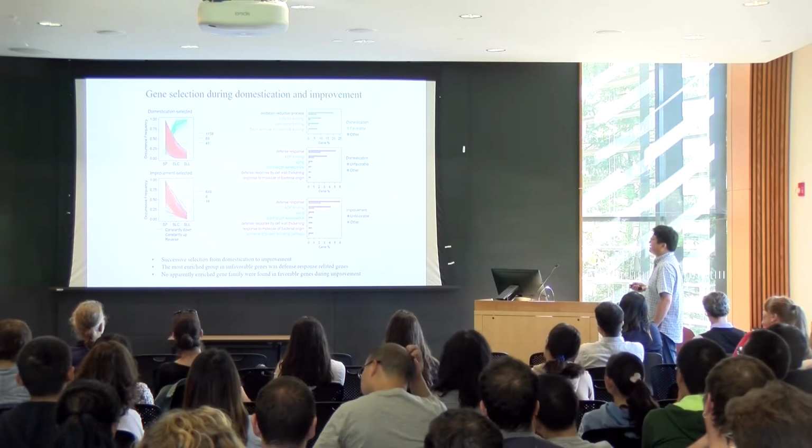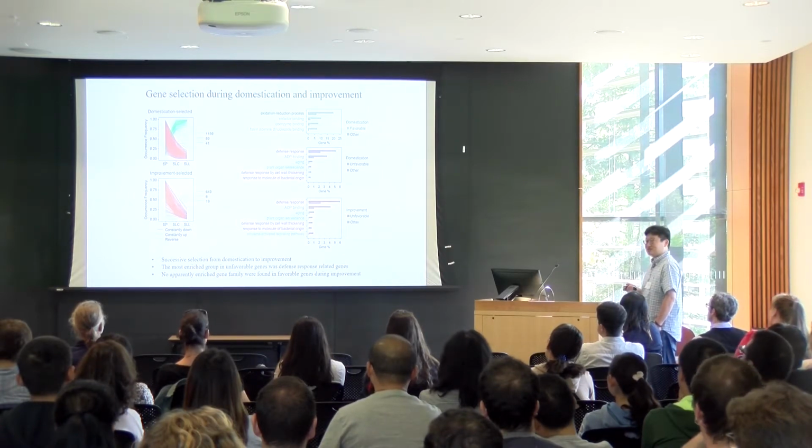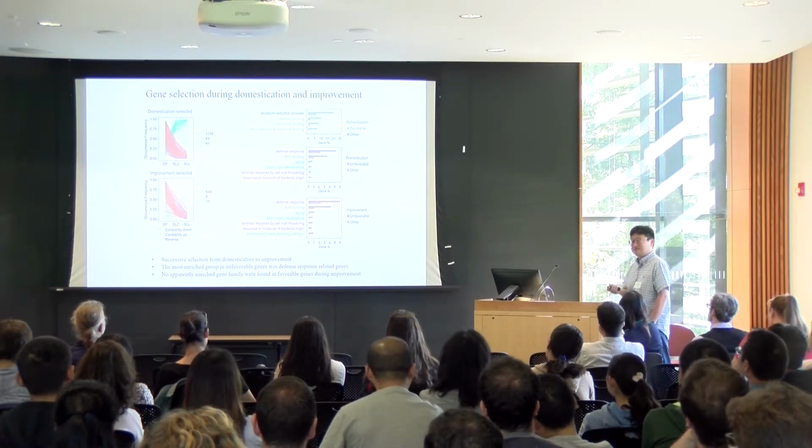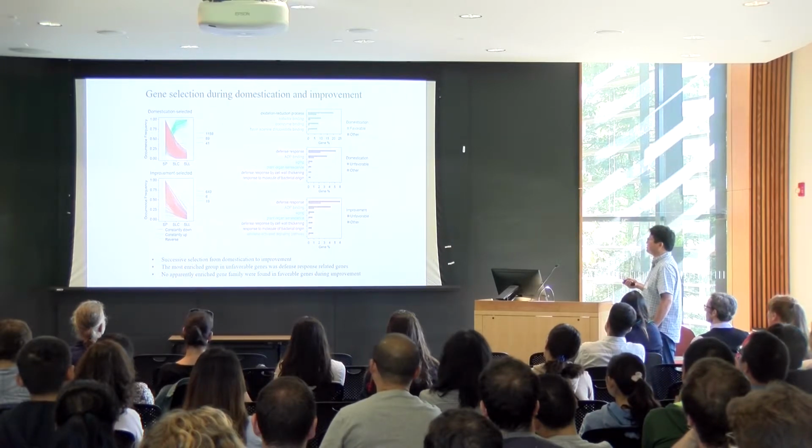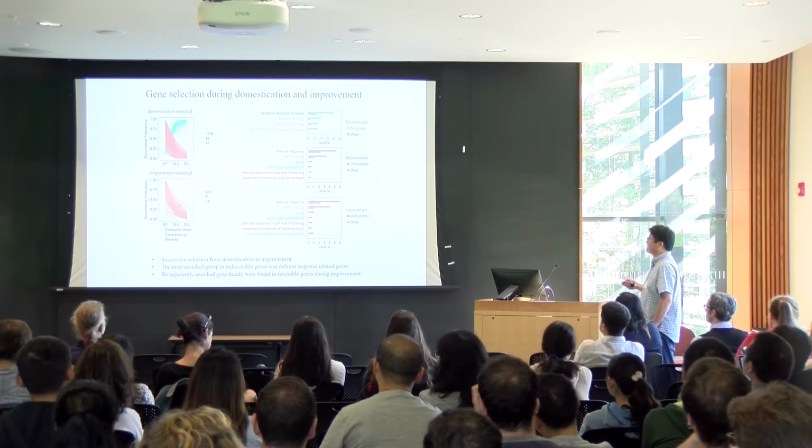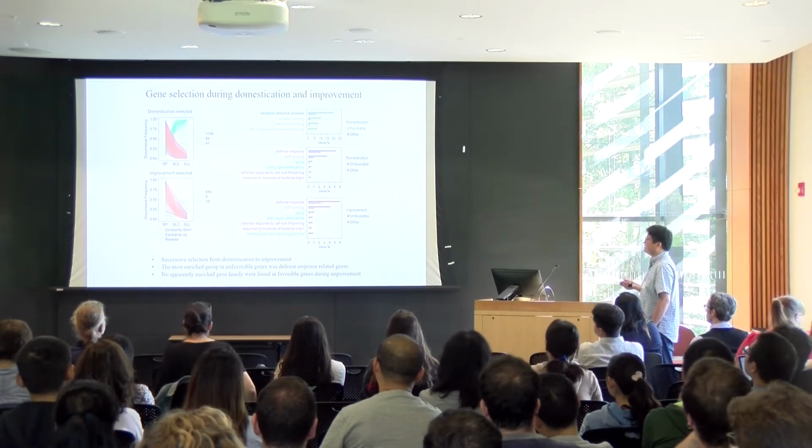We checked the domestication-selected genes and did the GO term analysis. There are many involved in defense response, and some of them related to aging and senescence.